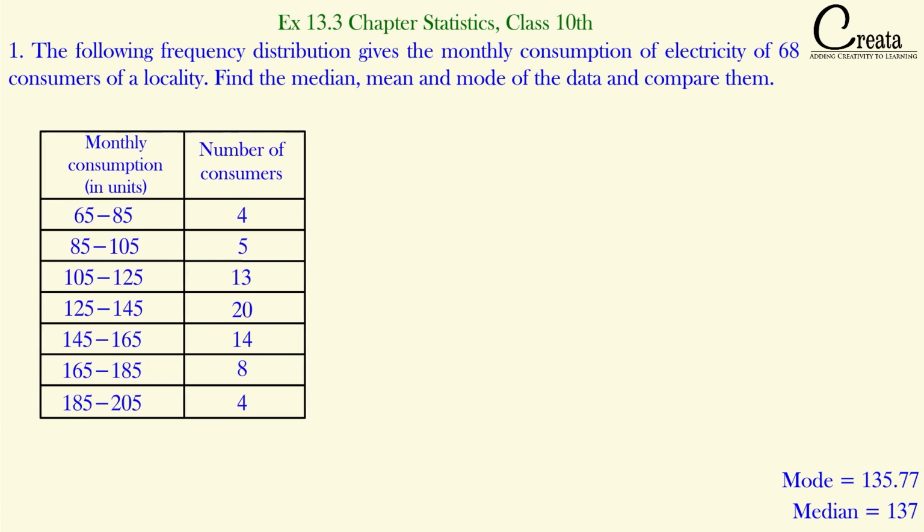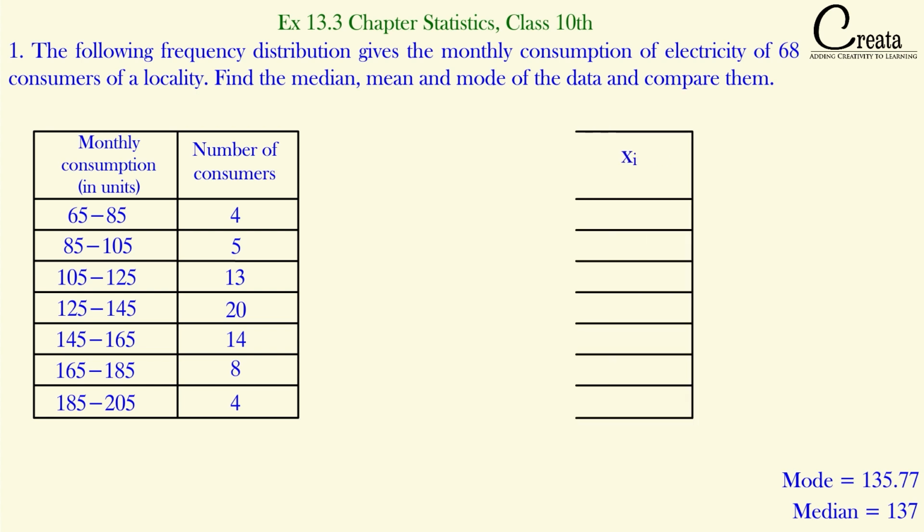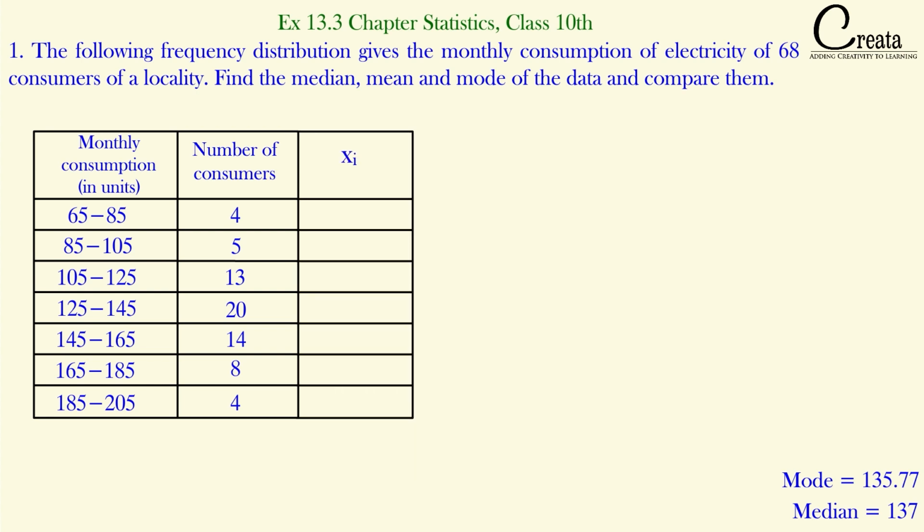Now let's find the mean. The first step in calculating the mean is adding one more column called xi, the class mark, which is the midpoint of the range. We have a range, for example, like 65 to 85. We have to locate the midpoint, which is 75. We can also use the formula, lower limit plus upper limit upon 2, which is 65 plus 85 upon 2, which is 75. Or you can directly locate the midpoint by seeing the range.